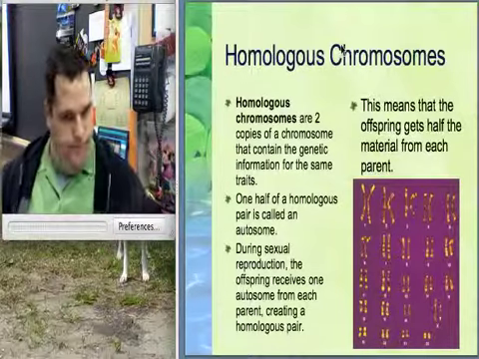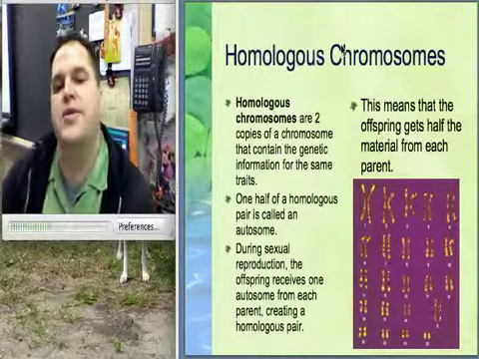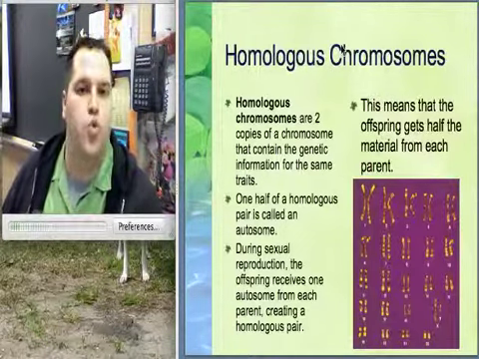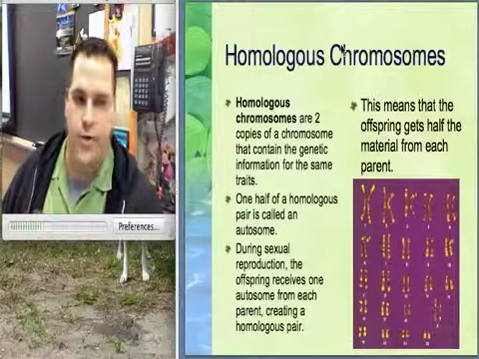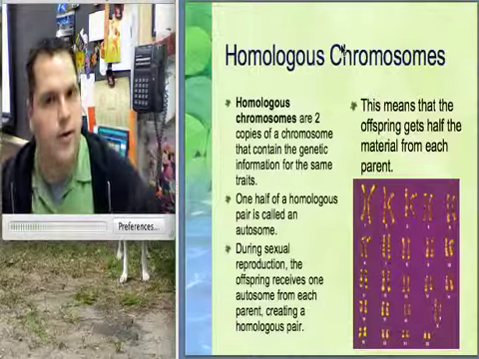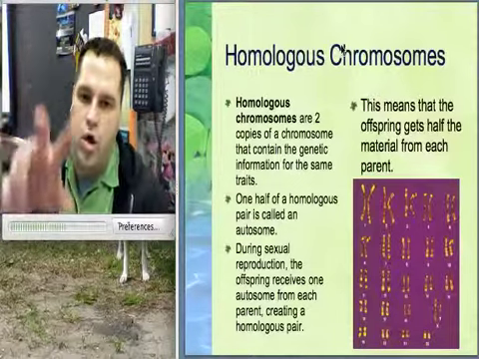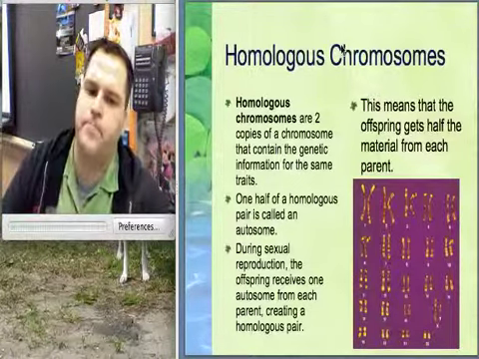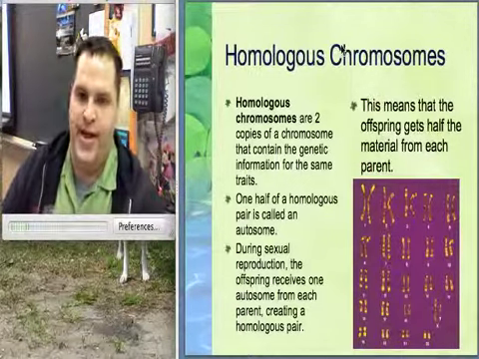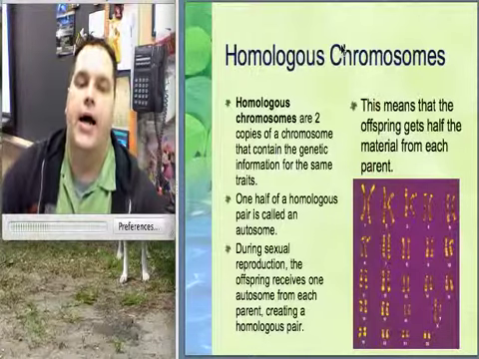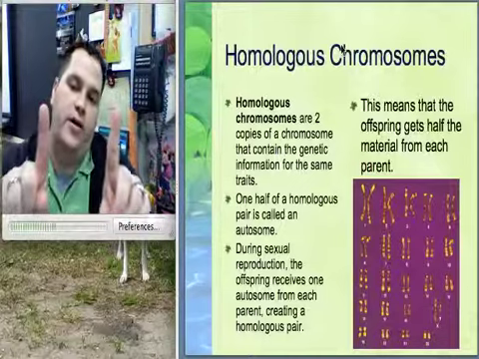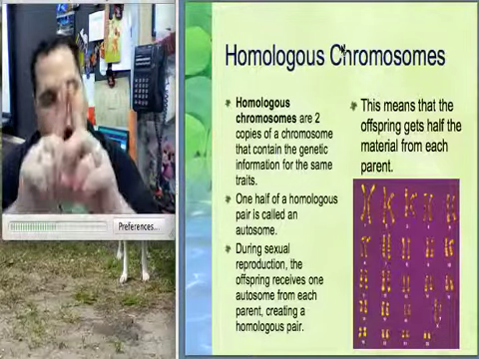Now, it's a big, long, compound word, which basically means two copies of a chromosome that contains the information for the same traits. In other words, of the homologous chromosomes, one will have the traits for hair color and eye color and all that other stuff. So each chromosome has a list of the same traits. One half of a homologous chromosome is called an autosome. And during sexual reproduction, we get one autosome from mom and one autosome from dad. So we end up with two, or a pair, of homologous chromosomes.